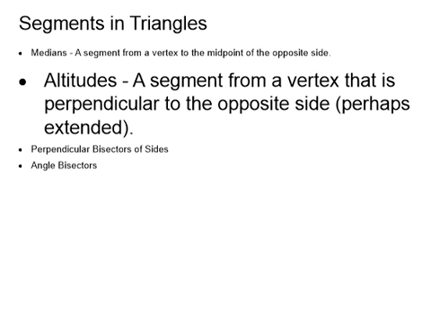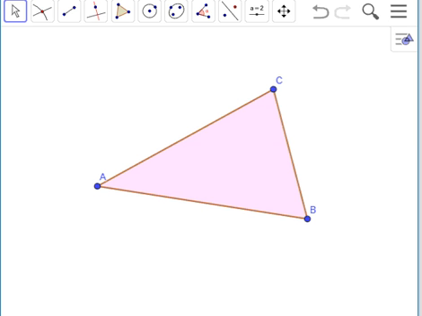Let's take a look at what an altitude in a triangle looks like. And we'll notice here that there's a little caveat that says perhaps extended. Let's take a look at why it says that. If I wanted to construct an altitude of triangle ABC, let's say I want to start with vertex C. I want a segment that starts at vertex C and it needs to come down to segment AB, and it has to be perpendicular to segment AB.